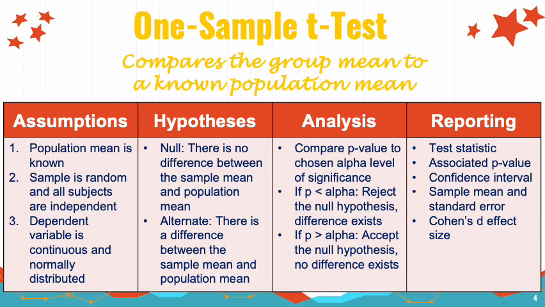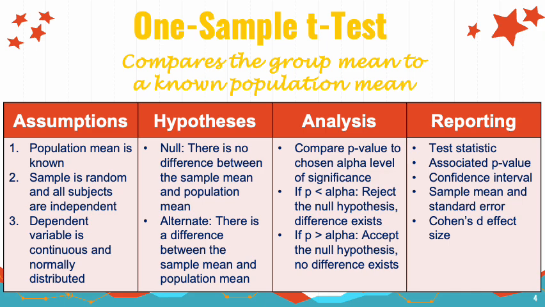If the p-value is smaller than our chosen alpha level of significance, we will reject the null hypothesis and say that there is a difference between the sample mean and the population mean. If the p-value is larger than our chosen alpha, we will accept the null hypothesis and say that there is no significant difference between the sample mean and the population mean.